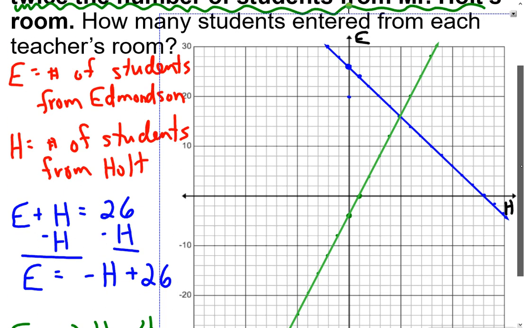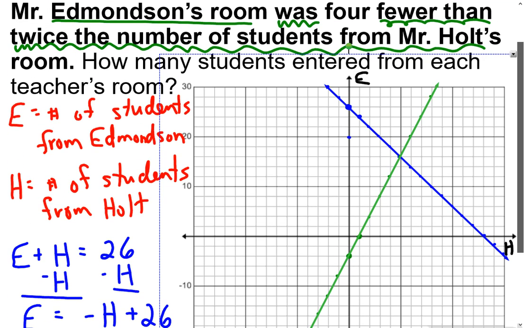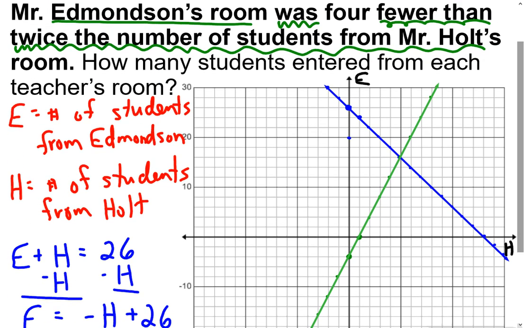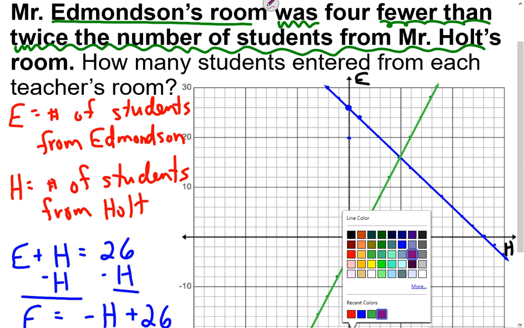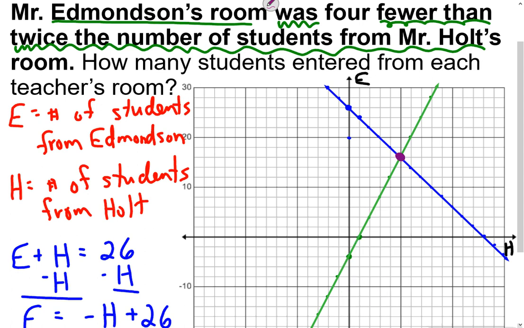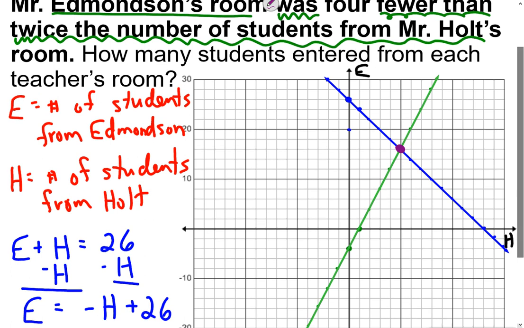Now it's just a matter of taking a look and going, well, what's the answer? How many students entered from each classroom? Well, I know that I now need to look for where those 2 lines cross, because that's a solution to both equations, and that's going to be the solution to my word problem. Well, that point right there is at, well, 5 intervals, so that's 10 to the right. And then it went up 5, 6, 7, 8 intervals. Remember, each one was 2, so that would be 16.